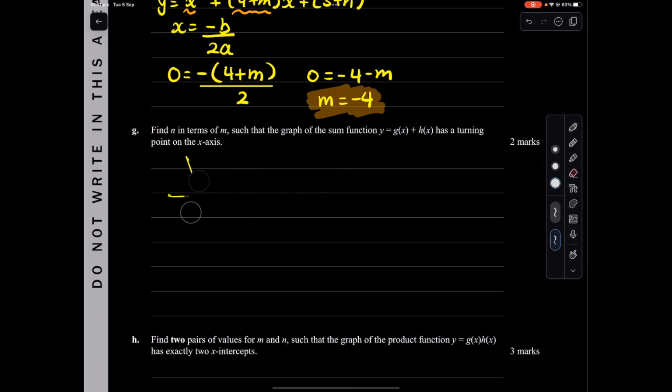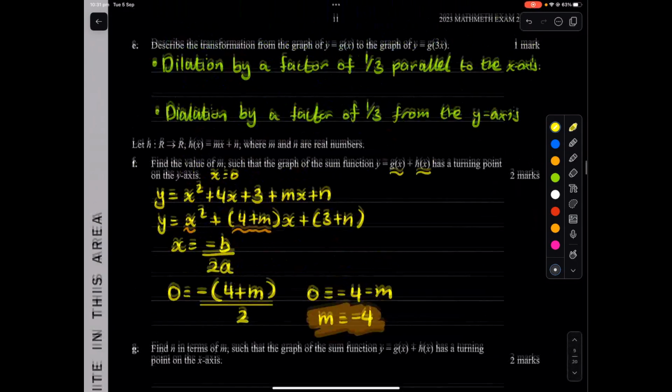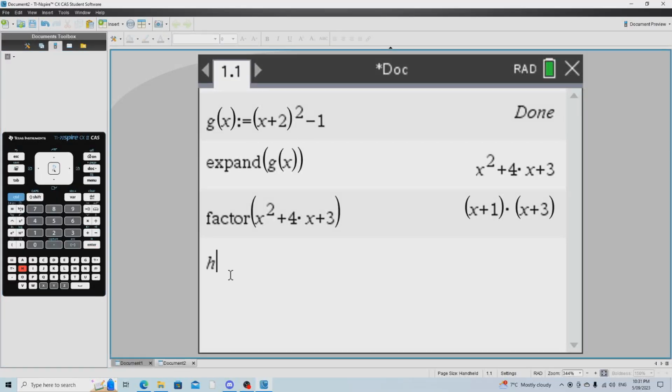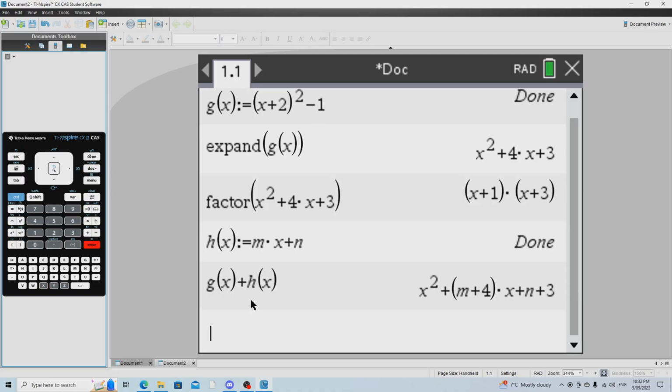So I'm going to do this on the calculator, just to make my life easier. If you go on your CAS, first let's define h of x, because we actually haven't defined it. So h of x is m times x plus n. And what we want is g of x times h of x, that's the actual function that we're dealing with. And we get this.